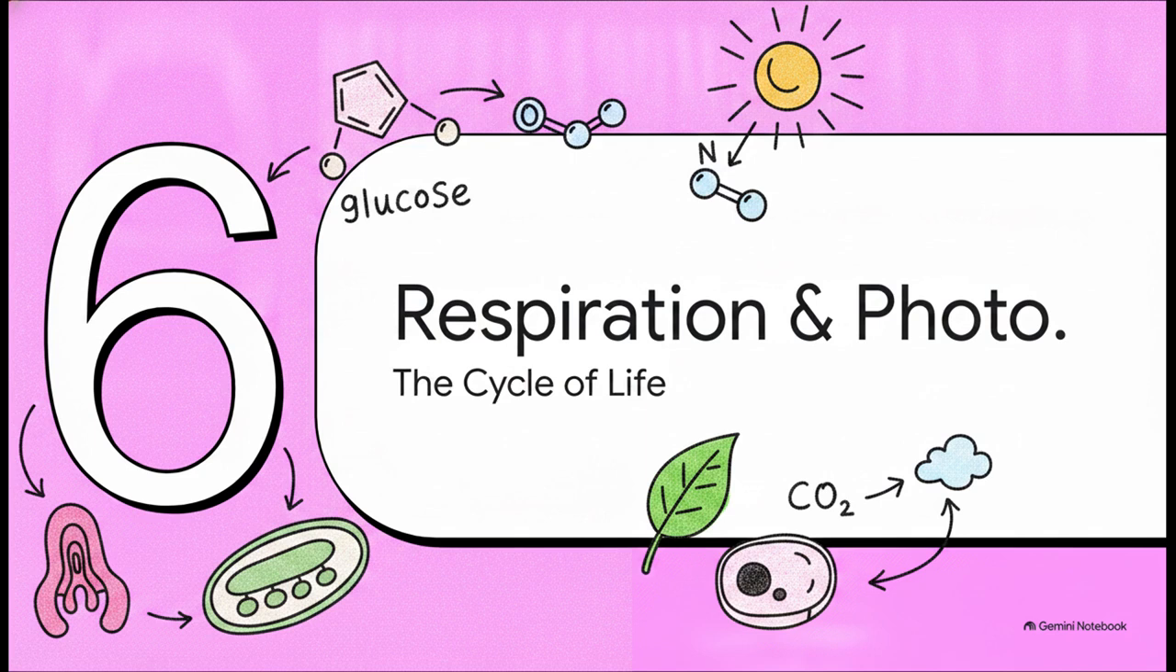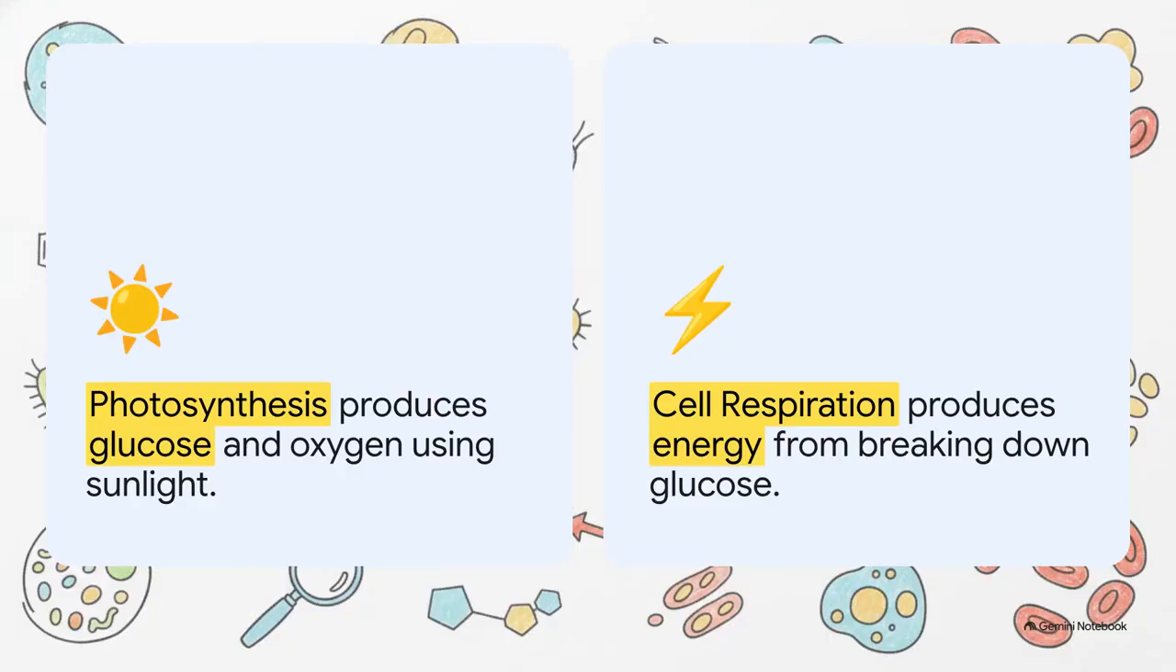How do all these massive, complex biological systems actually fuel themselves? It all comes down to two highly complementary processes. Photosynthesis happens in the chloroplasts of green plants. They use carbon dioxide, water, and sunlight to produce their own food, glucose, and they release oxygen.